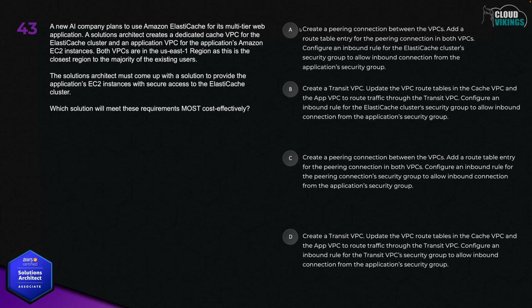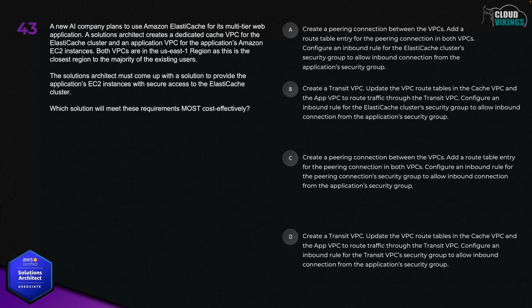A. Create a peering connection between the VPCs. Add a route table entry for the peering connection in both VPCs. Configure an inbound rule for the ElastiCache cluster security group to allow inbound connection from the application security group. B. Create a transit VPC. Update the VPC route tables in the cache VPC and the app VPC to route traffic through the transit VPC. Configure an inbound rule for the ElastiCache cluster security group to allow inbound connection from the application security group.